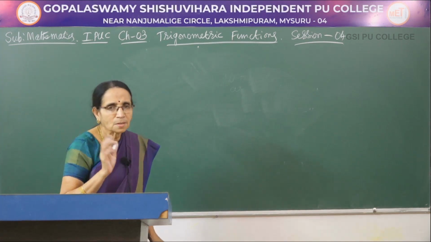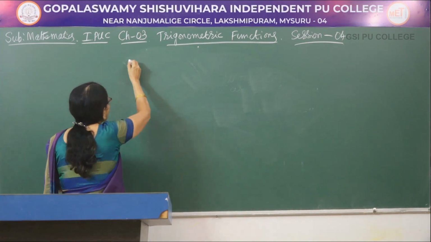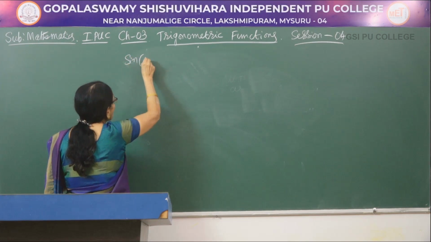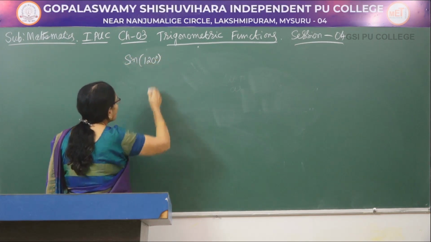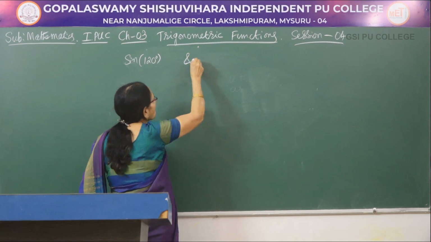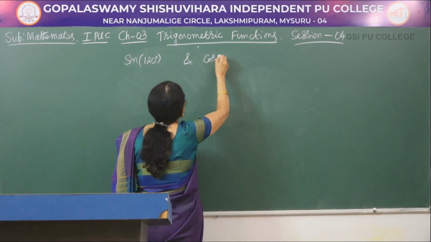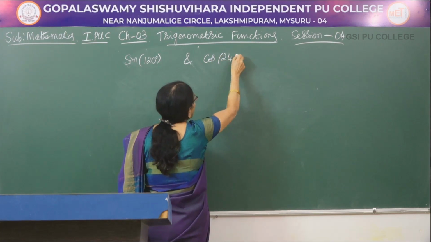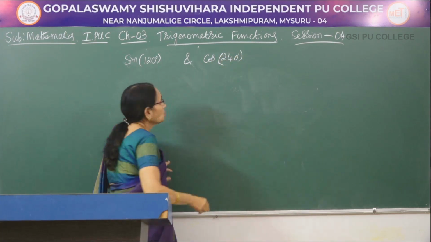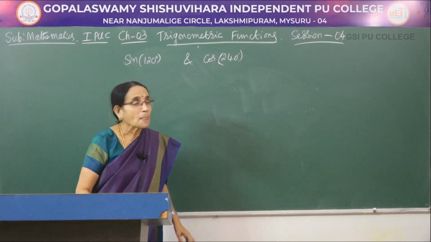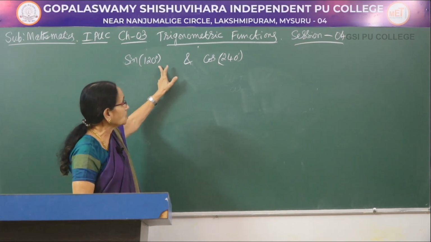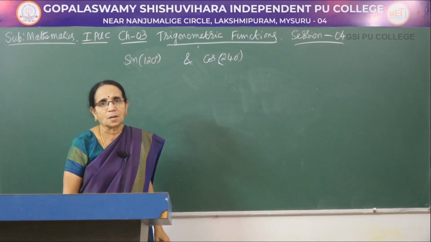I am considering some example. Find the value of sine of 120 degrees and then cos of 240. I am taking two angles that are different. This is in the second quadrant, that is in the third quadrant.